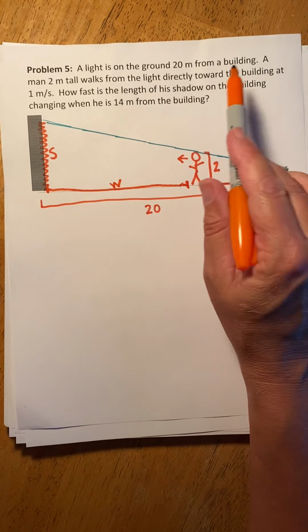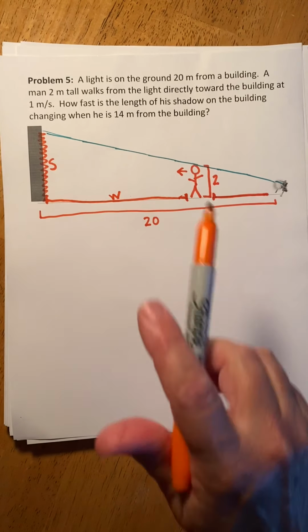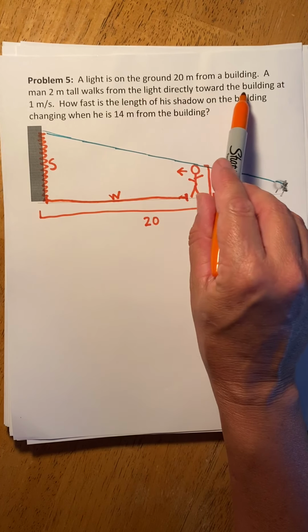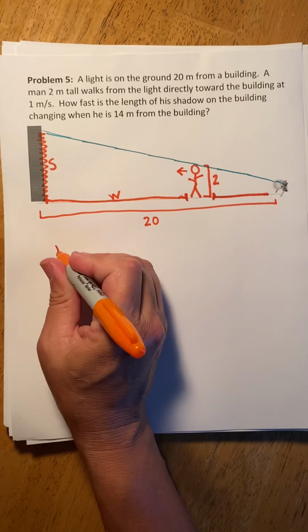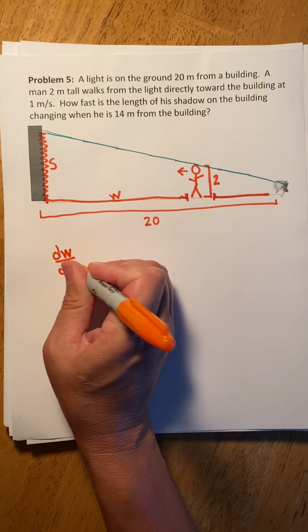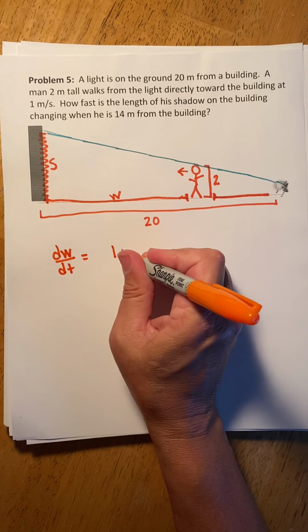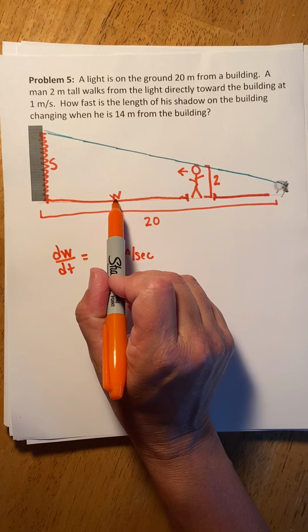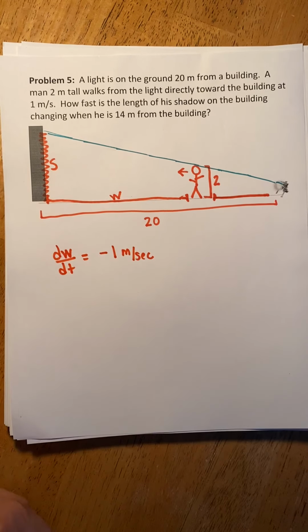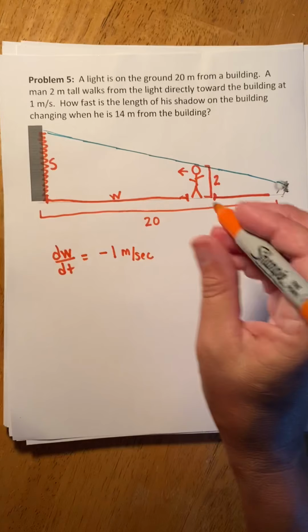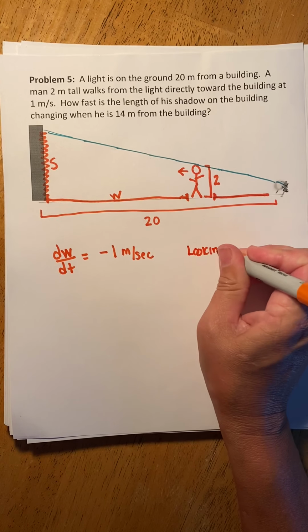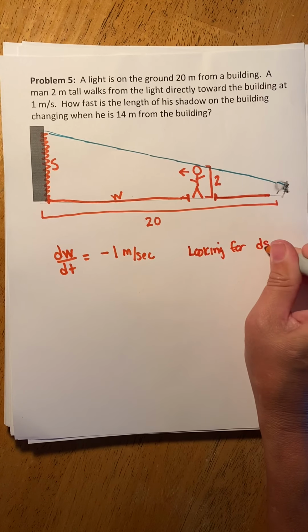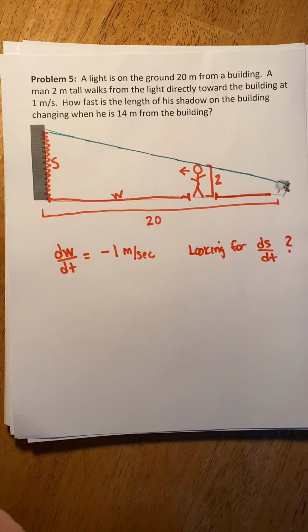It says a light is 20 meters from the building, a man 2 meters tall. We have that there. And it says a man walks from the light directly towards the building at a rate of 1 meter per second. So we know that dW dt is changing at a rate of 1 meter per second. Now be careful here, because if he's walking towards the building, do you agree that W is getting smaller? So we have to say that dW dt is -1 meter per second. It says, how fast is the length of his shadow on the building changing? So we're looking for the rate of change of his shadow.